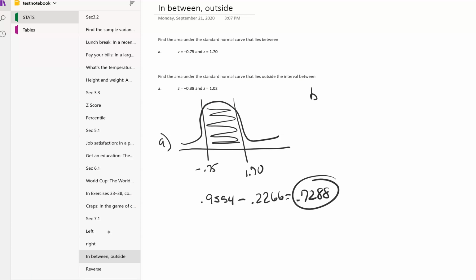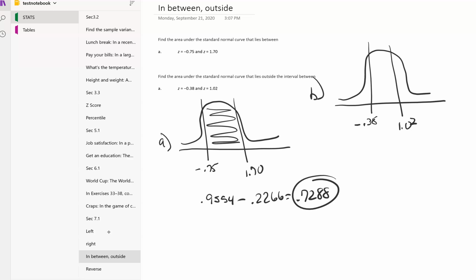All right, for B, this is again the in-between, but if I want a visual, negative 0.38 and a 1.02. Again, I look up the two of them and subtract them. This subtraction sign right here did not come because that was negative. It came because that's the process to subtract the two numbers. The negative on the 0.75 means I look up the negative numbers on the chart.